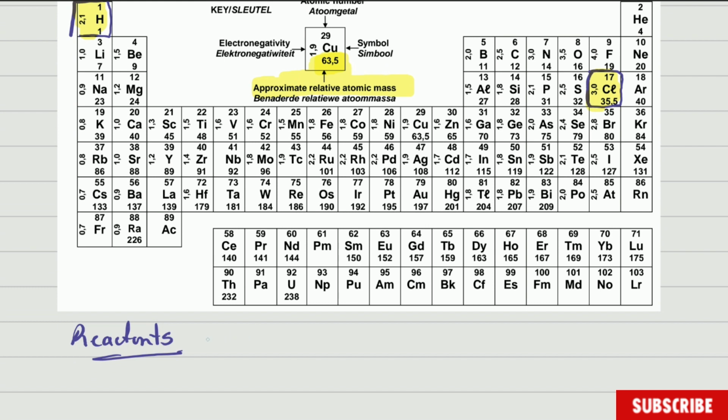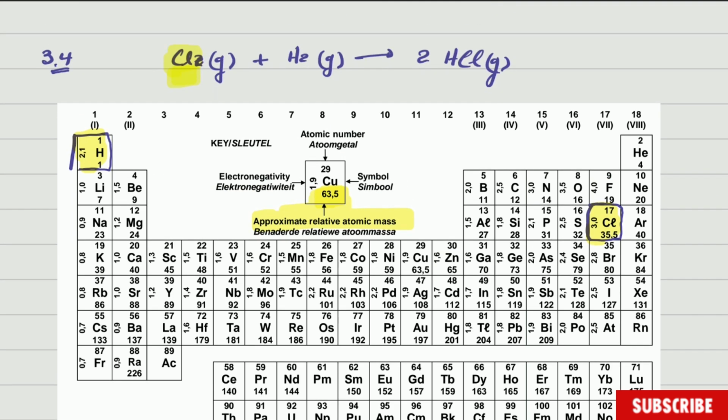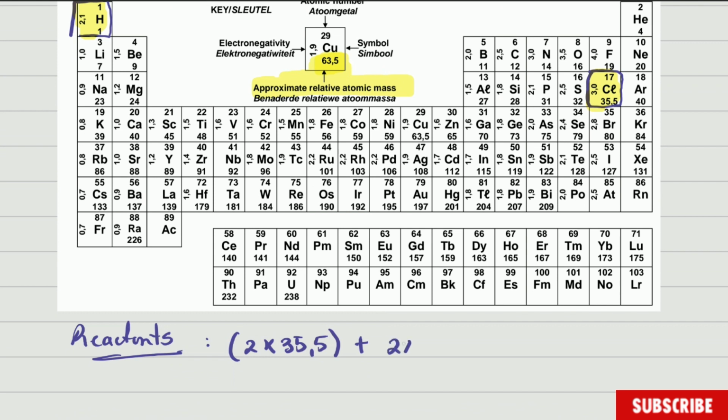So it's going to be 2 times the mass for chlorine, which is 35,5. You can see it in the periodic table. Plus 2 hydrogens, and hydrogen is 1. So it's 2 times 1. And this answer is going to be 71 plus 2, which is 73 grams per mole. Alright, so that is for the reactants.